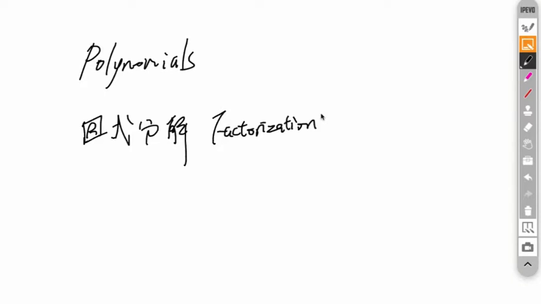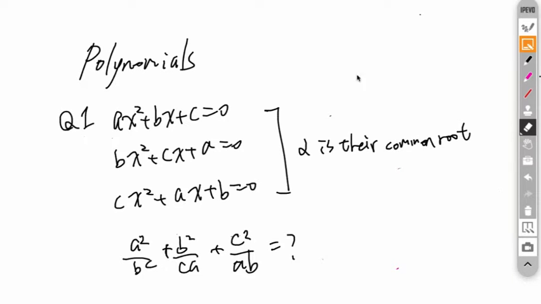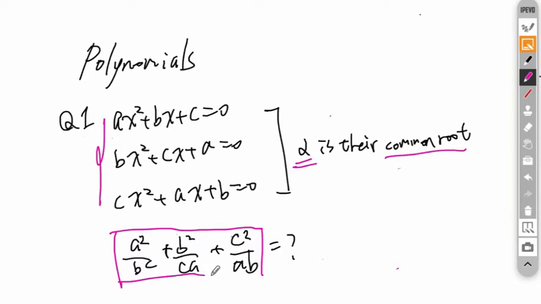So let's begin. Question 1. In this question, it gives you 3 quadratic equations, and it says that alpha is the common root of these 3 equations, and it asks to solve for the value of this. How will we solve this problem? If we do some observation, we can find that this is actually a rotational polynomial. We've already talked about how to factorize rotational polynomials in the video. In this video, I'm going to talk about how we will solve these kinds of polynomials.